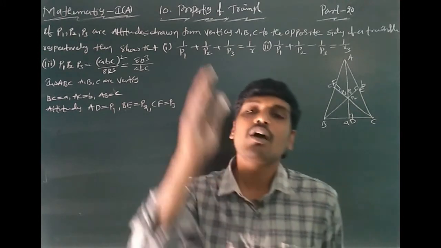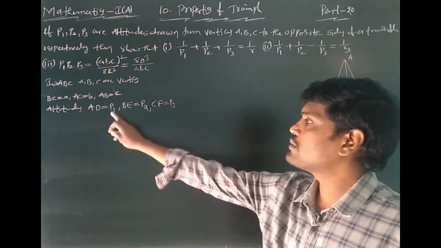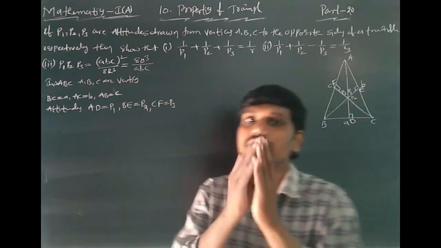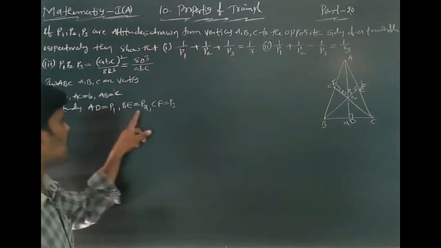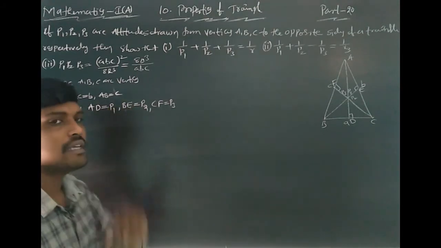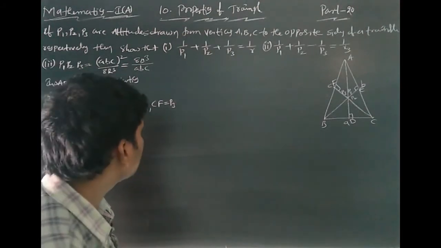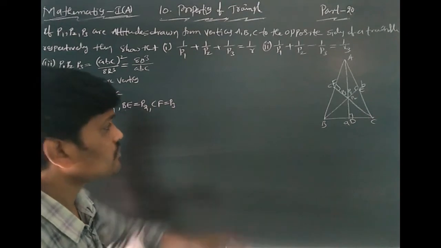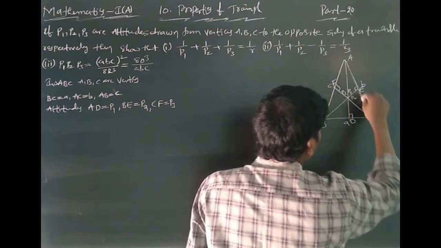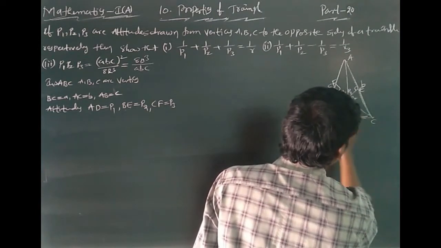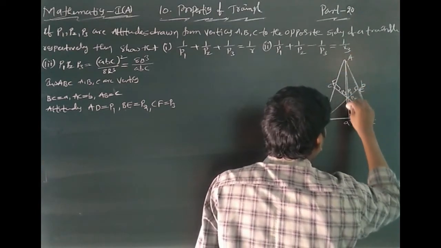For those altitudes, one more name is given, that name is P1, P2, P3. Sometimes the name is not given. You can write AD in place of P1, BE in place of P2, CF in place of P3. After that, in this triangle ABC, take BC as the side and AD as the height.